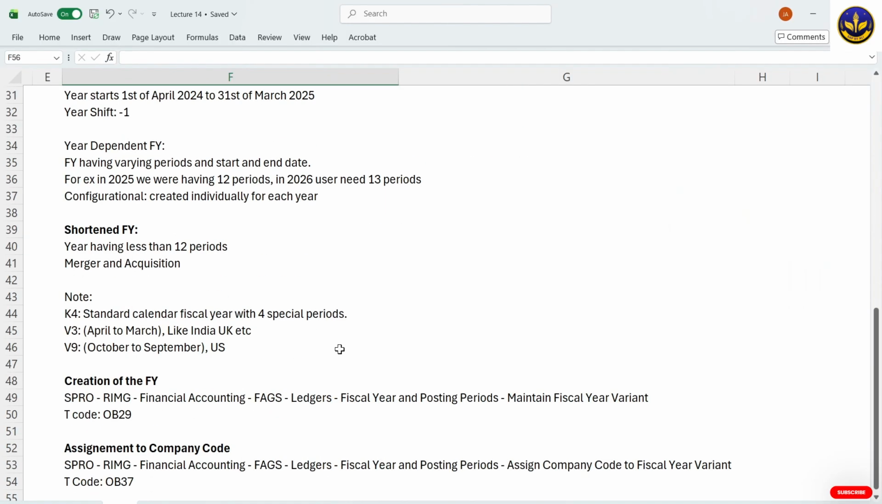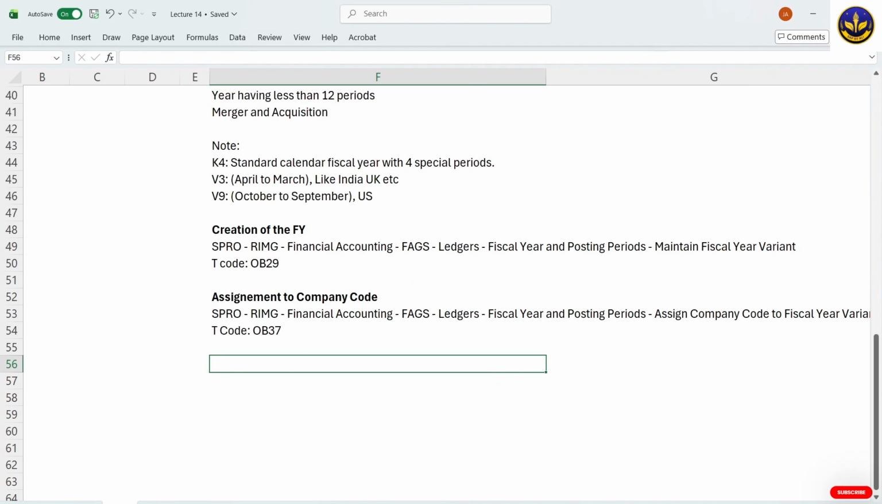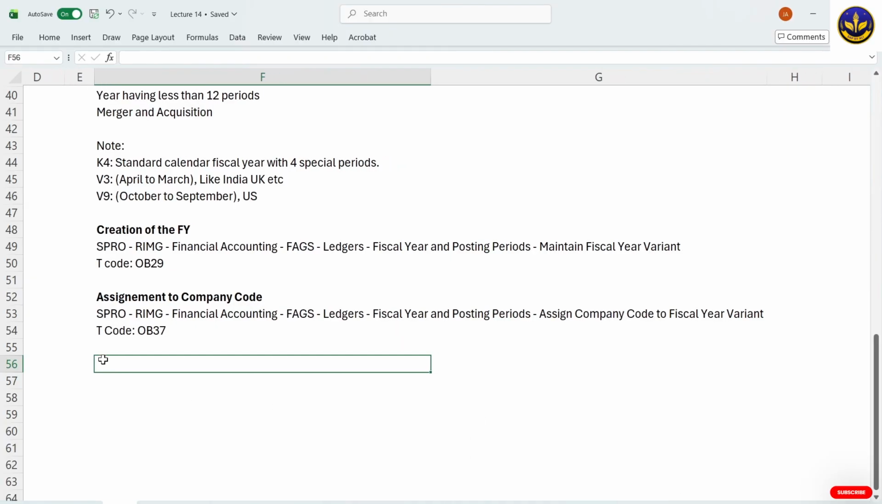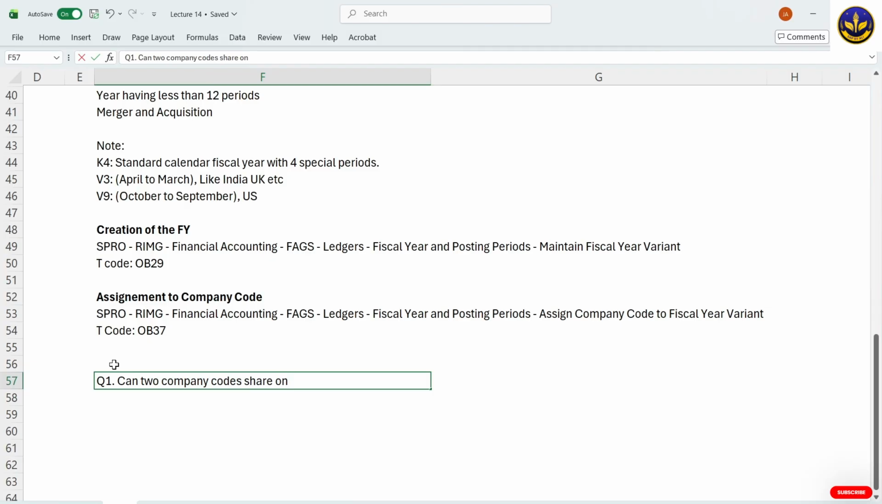In the next session, we would be discussing the practical part, the configuration, where we would see the system. But before that, we will jump onto our question section. The first question is, can two company codes share one fiscal year variant? I think I have already told you what the answer would be, because this fiscal year variant is defined at the client level, so it can be used by any number of company codes in the client. So the answer is yes.